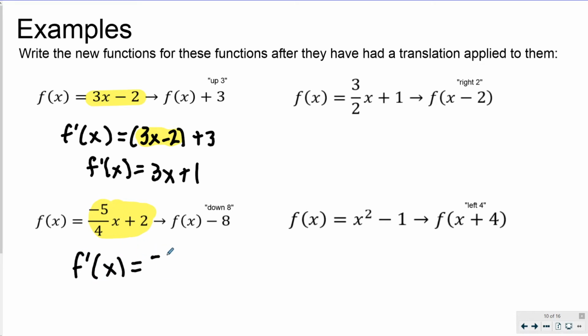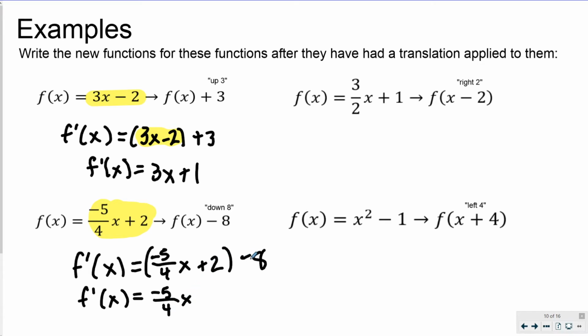So f prime of x is equal to negative 5 over 4x plus 2, parentheses around it, because that was substituted for x. And then you have minus 8. So when I simplify, I get f prime of x equals, well, the negative 5 over 4x will not change, thankfully, but 2 take away 8 is negative 6. So I do have my new translated function here.